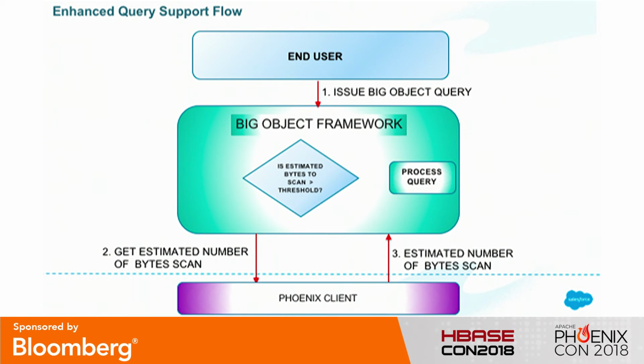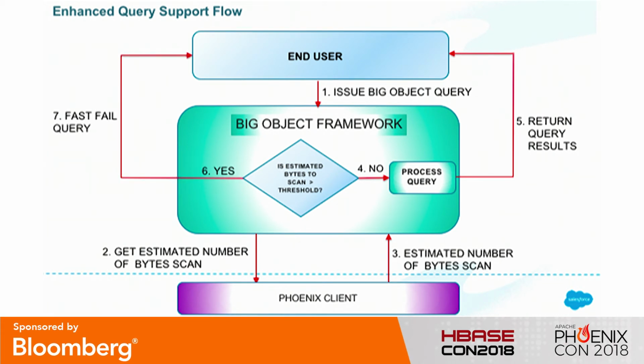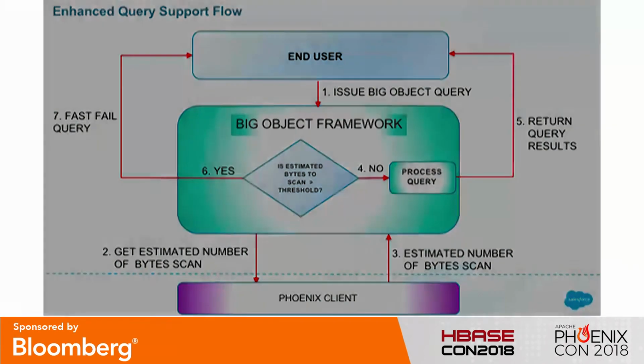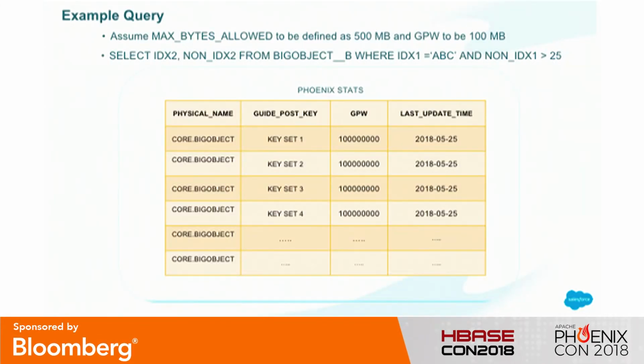If the estimated bytes to scan ends up being less than that threshold, we essentially process that query and then we return the results back to the user. If it ends up being more than the threshold, we essentially fast fail the query and throw the error back to the user. And this is just one other example query to drive home the point.